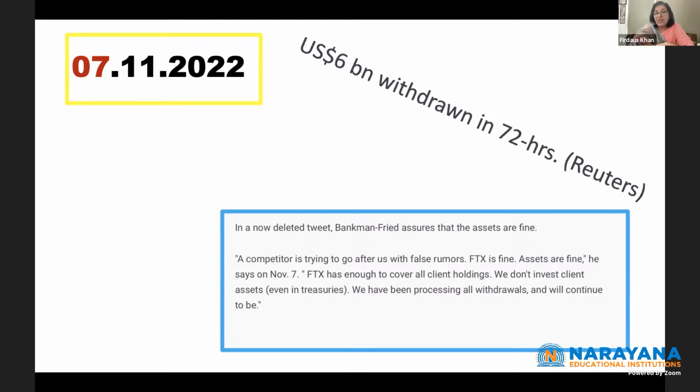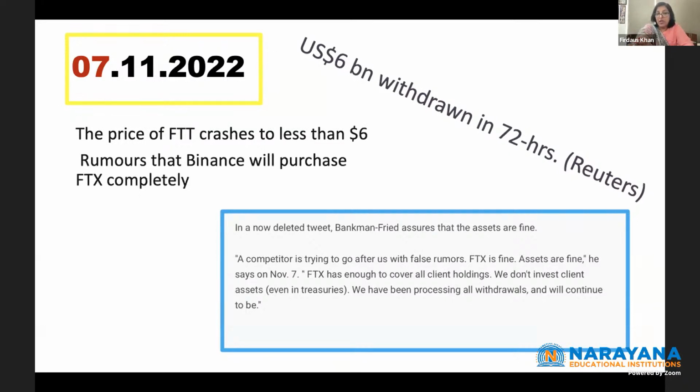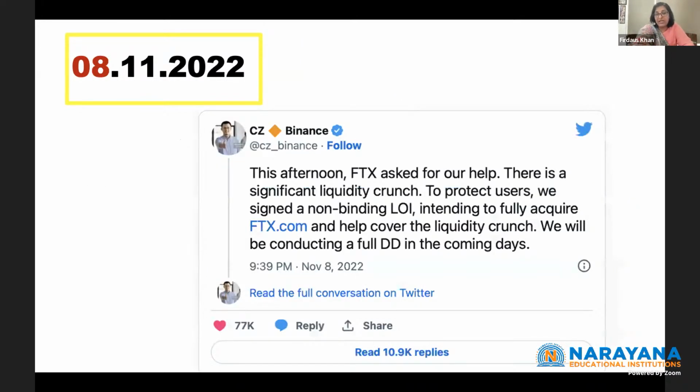But within those 72 hours, $6 billion worth of FTT had been sold off. And the price crashed to just merely $6. And then there was this rumor that yes, Binance will probably buy out FTX completely. But then the next day, there was an announcement that yes, they have turned to us to rescue them because now they are in trouble. Their entire capital has got eroded.